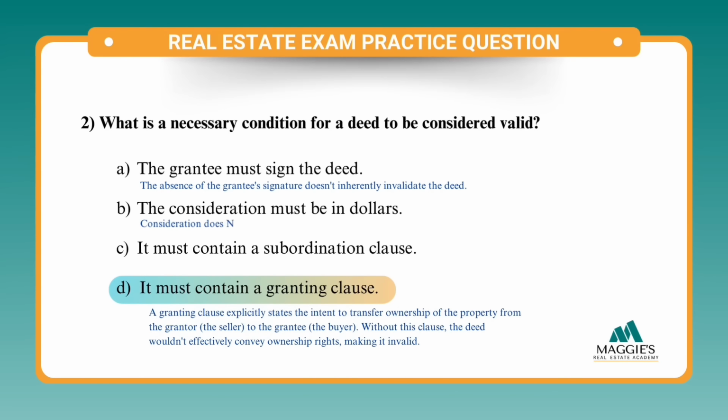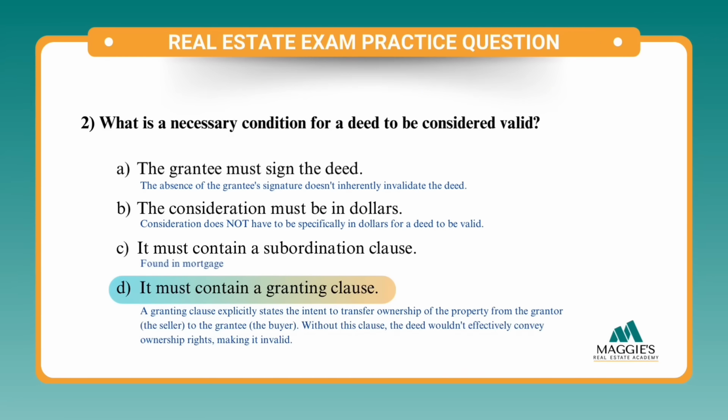Now, why is B not the answer? Because the consideration, although it refers to something of value exchanged between parties, which is usually money in a contract or an agreement, is a fundamental aspect of a contract. It doesn't have to be specifically in dollars for a deed to be valid. Consideration could be in various forms, like money, goods, or even services.